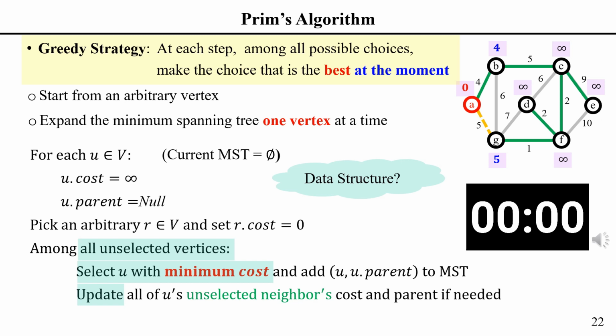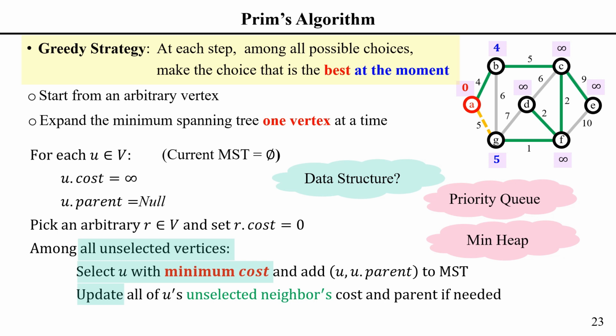All right, time's up. So the answer is we need a priority queue to store all the unselected vertices and extract from it the element with highest priority, which is minimum cost in this case. Well, priority queues have many implementations. You can use arrays, linked lists, hash tables, or many others. But we prefer a heap structure in this case, more specifically a min heap.